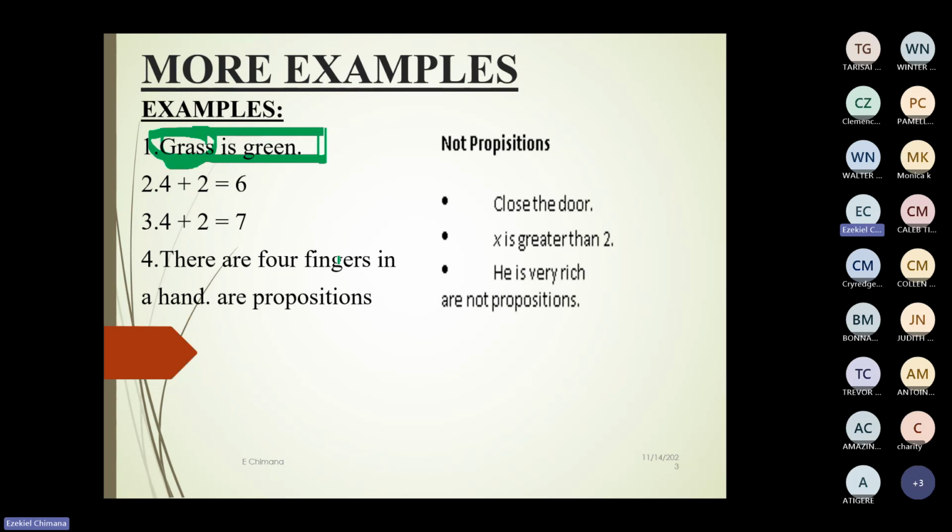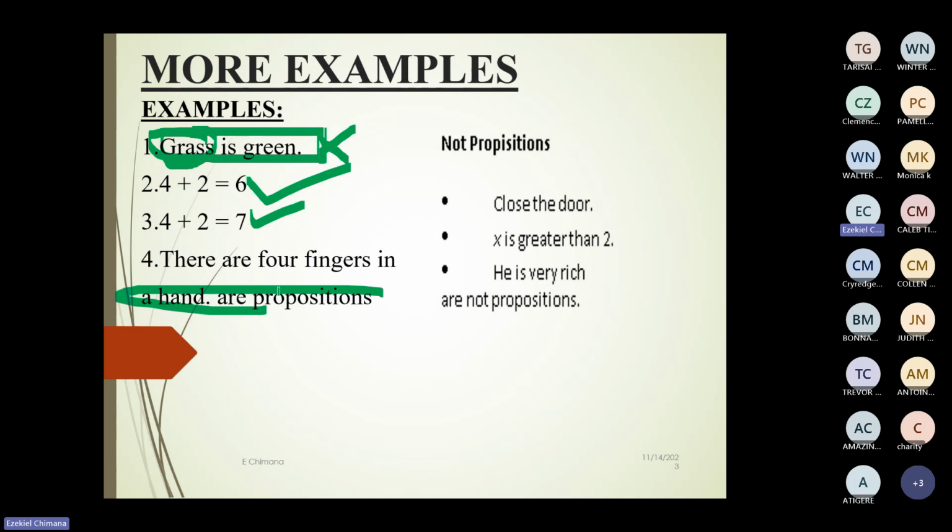Can we say that one is a statement? We do not know the value of x, so it's not a proposition and it's not a statement. And then 4 plus 2 is equal to 6. This one is a statement. Then 4 plus 2 is equal to 7. This one is also a statement. Then there are 4 fingers in a hand. Is it a proposition?